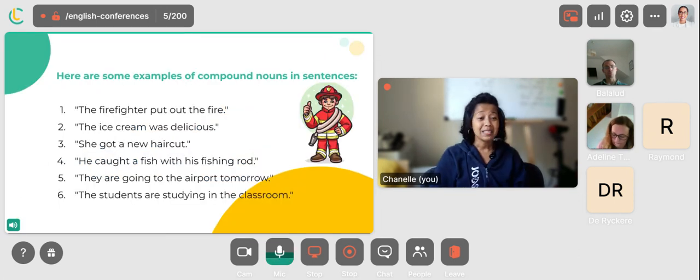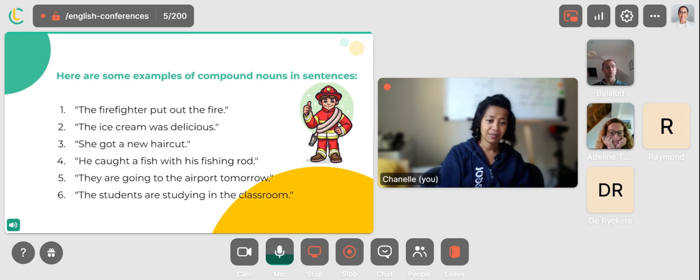Here are some examples of compound nouns in a sentence. The firefighter put out the fire. The ice cream was delicious. She got a new haircut. He caught a fish with his fishing rod. They are going to the airport tomorrow. The students are studying in the classroom.